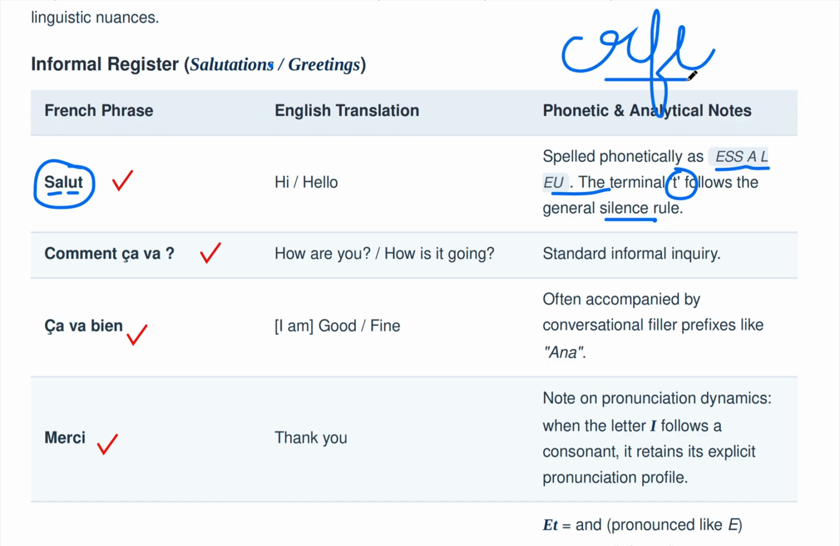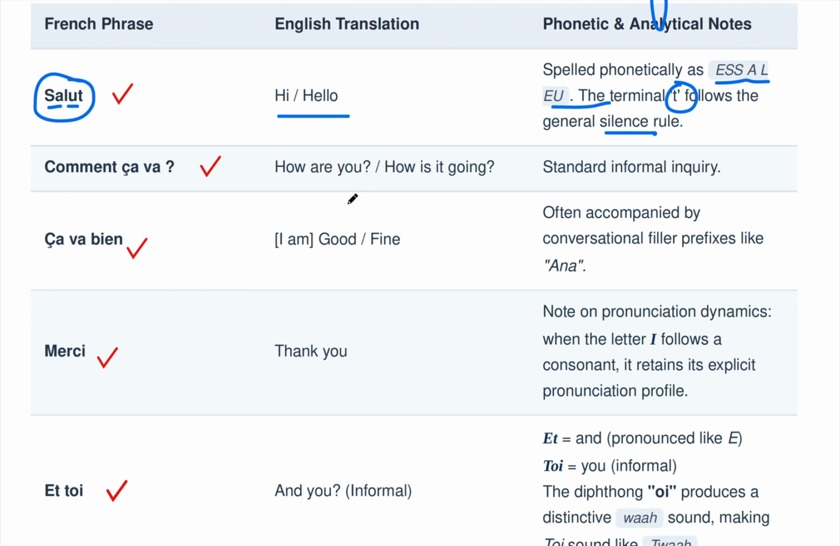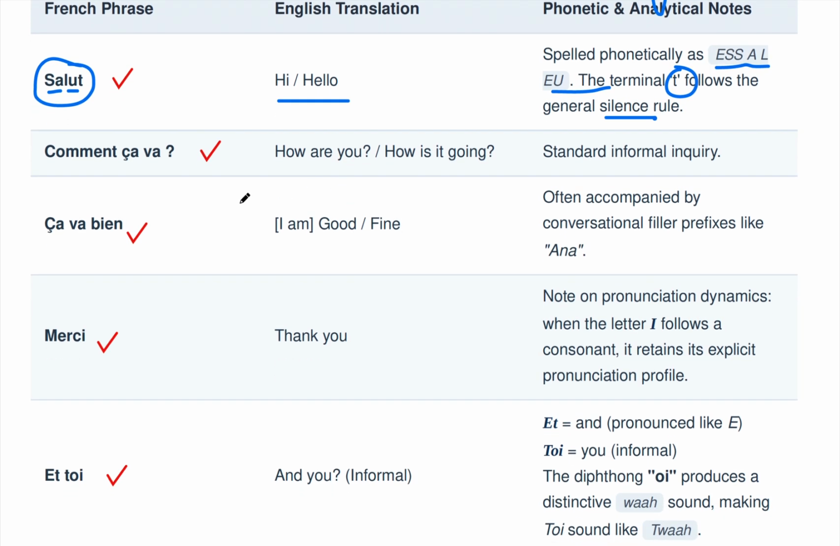Repeat this thing again and again in your mind so that you learn it. So salut means hi or hello. Next, when we say salut, we also say how are you. Here you don't just say hi, you say hi, how are you. So how are you, or how is it going.